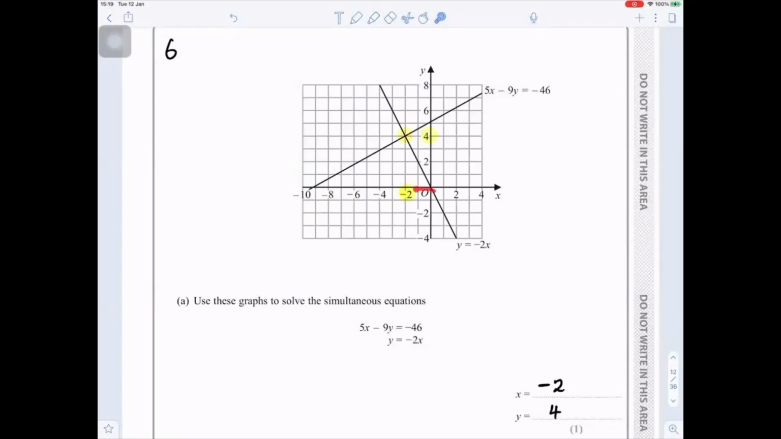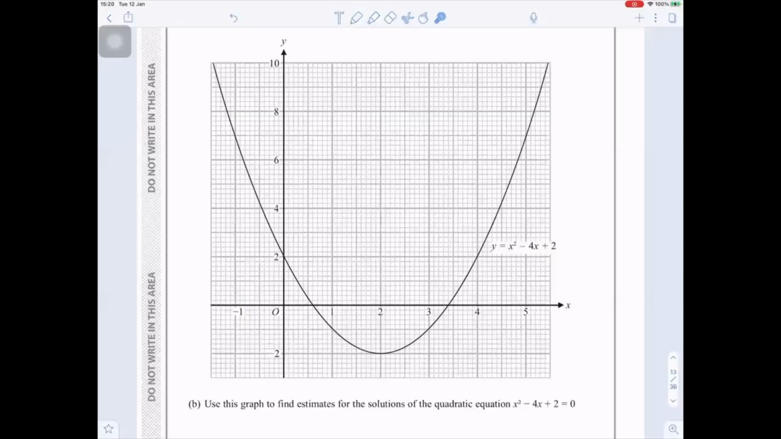So that point there is minus 2, and you go up 4. So that point is minus 2, 4. That's the point there. Minus 2, 4. That's where they meet. And that's the solution to the simultaneous equation.